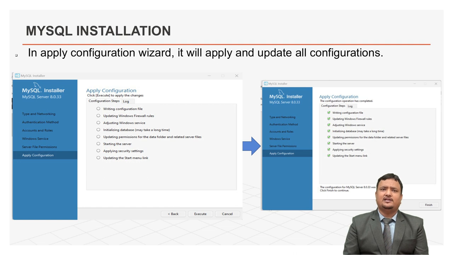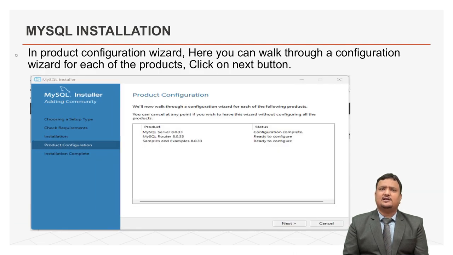After clicking on finish, the product configuration wizard will open, and here you can see that the product configuration is completed. Here you can walk through a configuration wizard for each of the products. You can cancel at any point if you want to leave this wizard without configuration. Keep the default setting and click on the next button to complete the MySQL package installation.